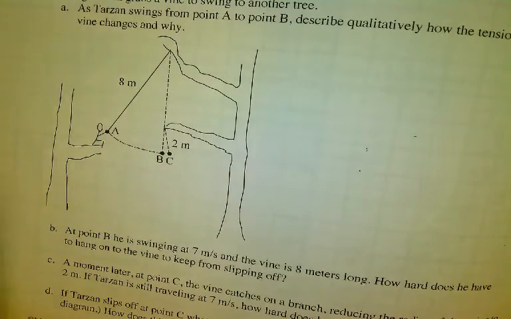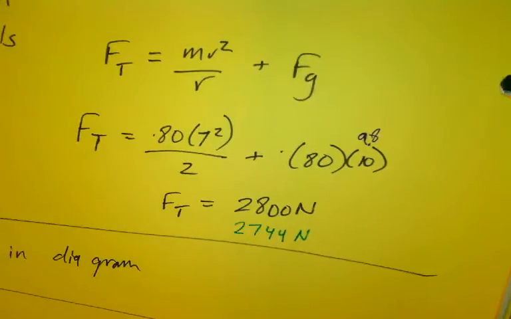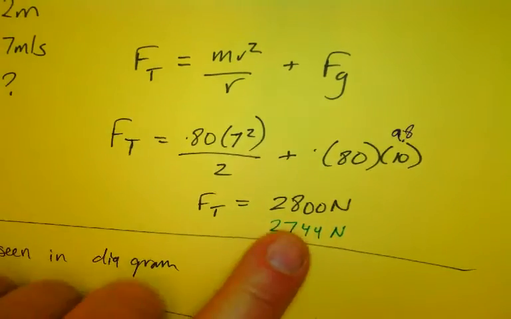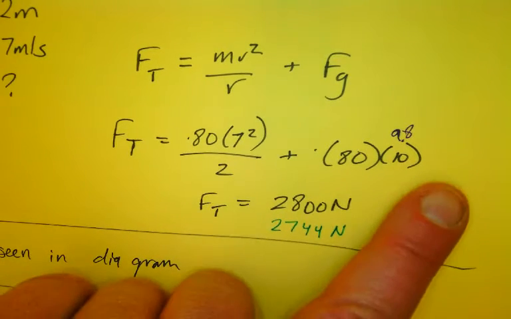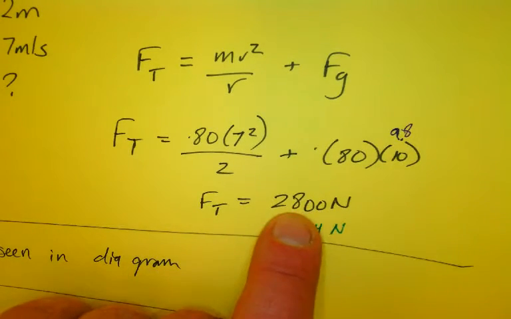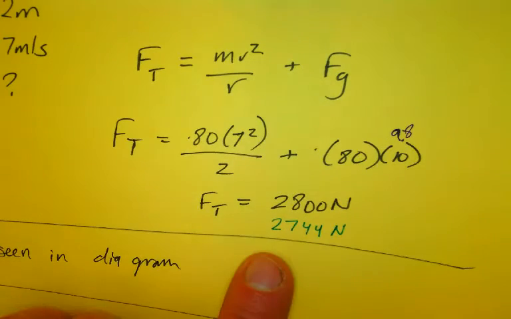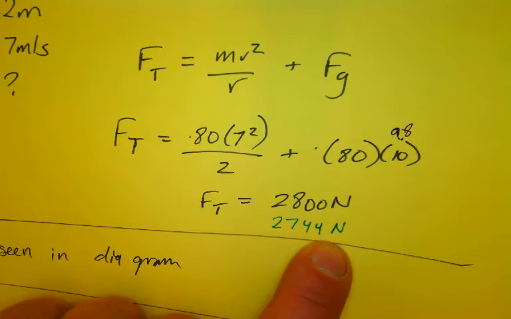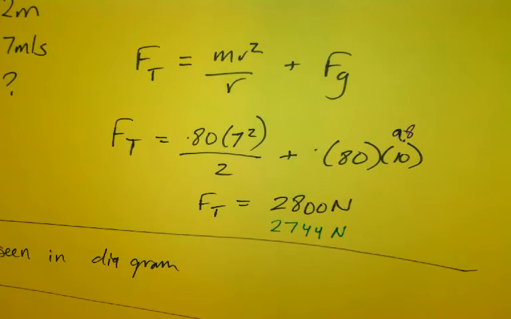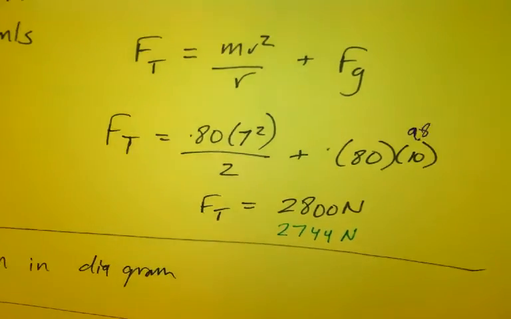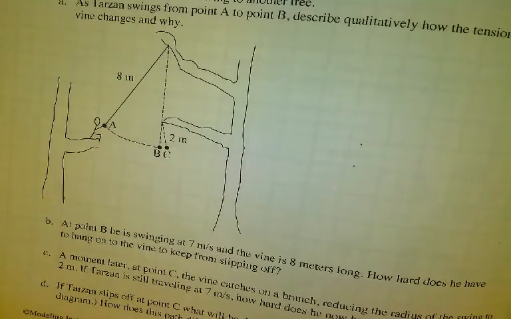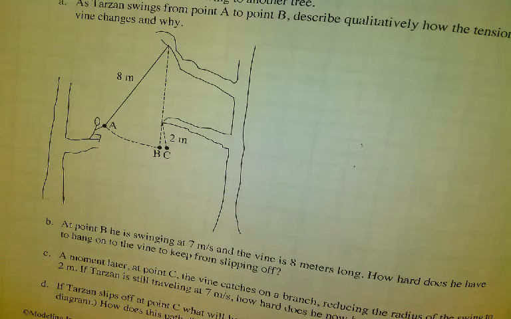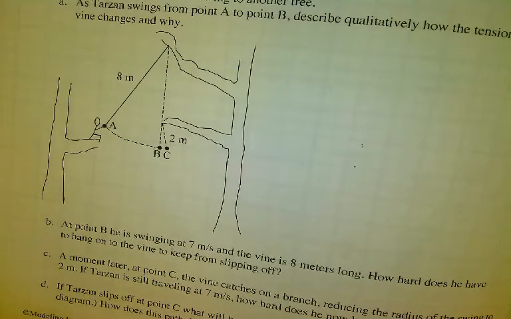Okay, so here's C. Shouldn't have taken you that long. Same deal, except I'm going to change my radius to 2. If you use 10, you're going to get 2,800. If you use 9.8, you're going to get 2,744. Notice the difference in the forces. A lot of people have trouble with that. They think, oh, the larger the radius, the larger the force. Not true. The smaller the radius, the greater the force.